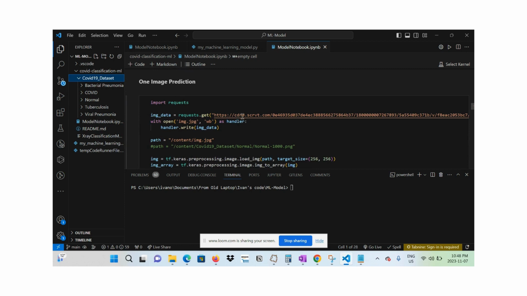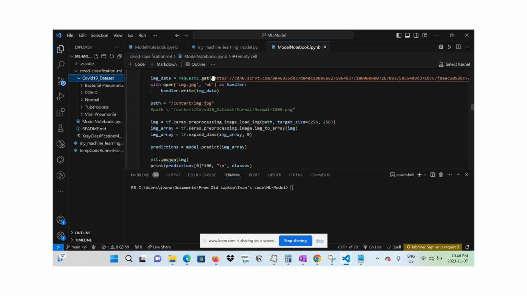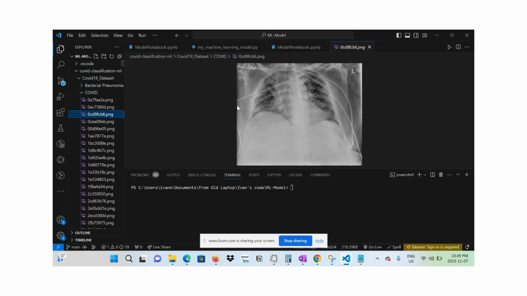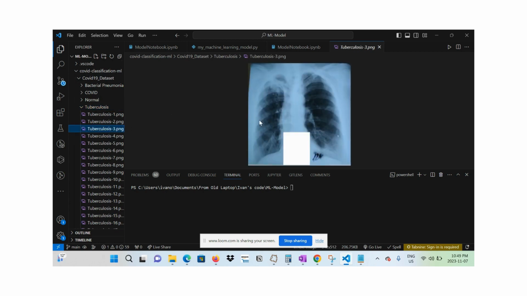So if an individual was to input any image that's outside of the current data set, it'll be able to, with 95% accuracy, detect what category it falls under. Will it be normal, meaning there's no disease, or will it be COVID-19, as you can see in this picture here, which is a COVID-19 diseased image, or let's say a tuberculosis disease image.